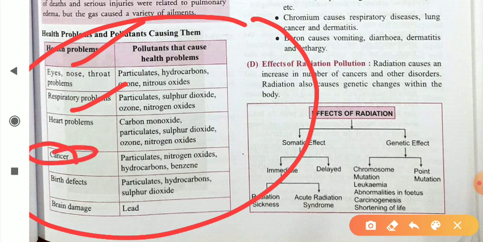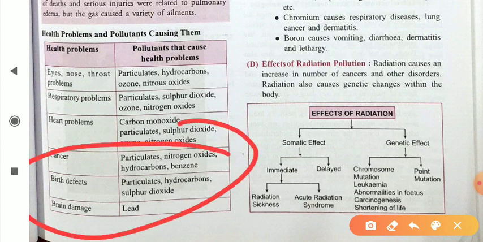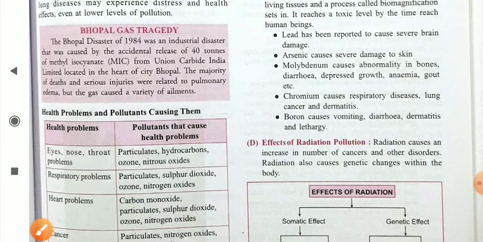If you talk about cancer, the first is particulates, then nitrogen oxide, then hydrocarbons, then benzene. And similarly you can see birth defects also. First is particulates, then hydrocarbons, then sulfur dioxide. Similarly, the component which damages your brain is simply known as lead. Okay, so these are the different pollutants or components.